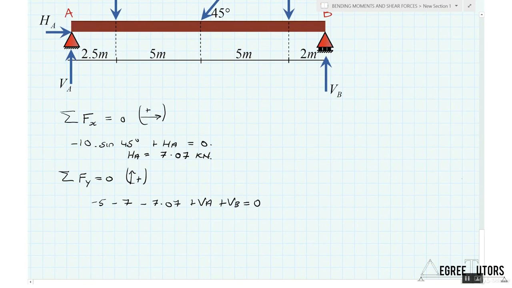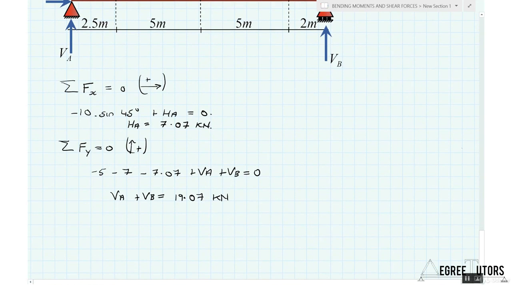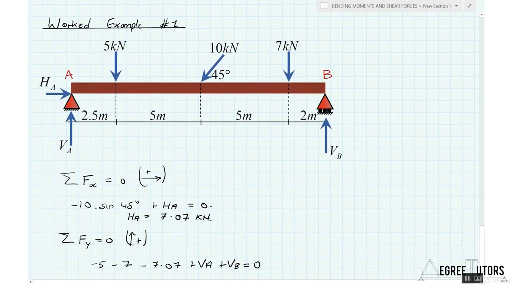Let's tidy that up a little bit, and we will have VA plus VB equal to 19.07 kilonewtons. So the second equilibrium equation has resulted in 2 unknowns. Fortunately for us, we have a third equation which we can evaluate, and that is the moment equation. If I take moments about any point in this structure, I am going to get the sum of the moments equal to 0.